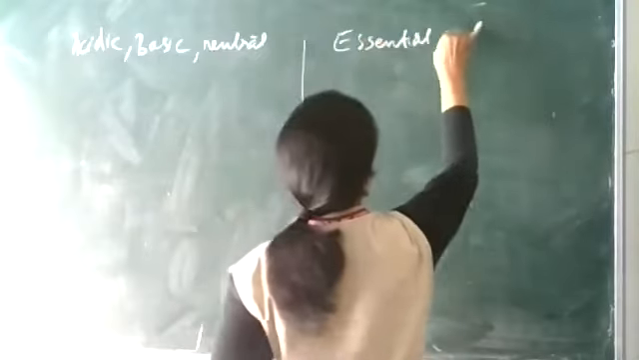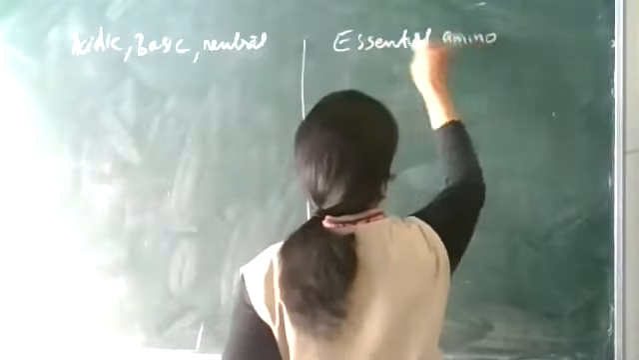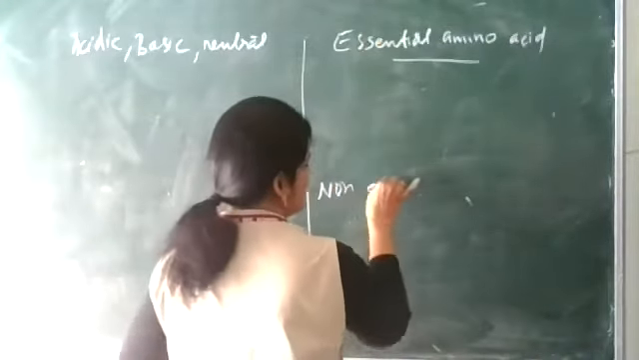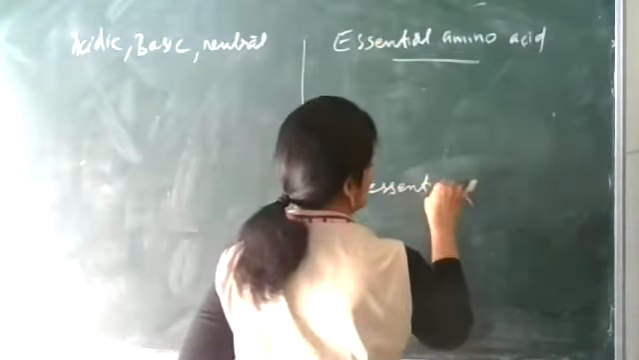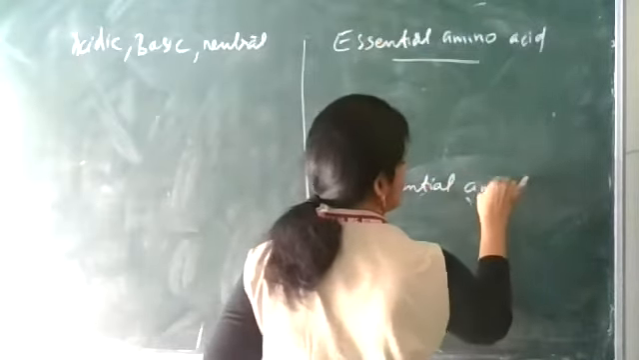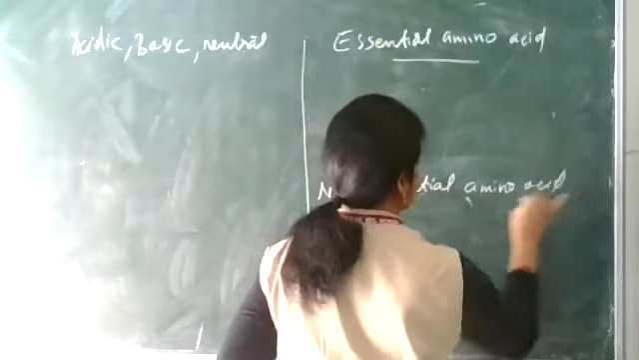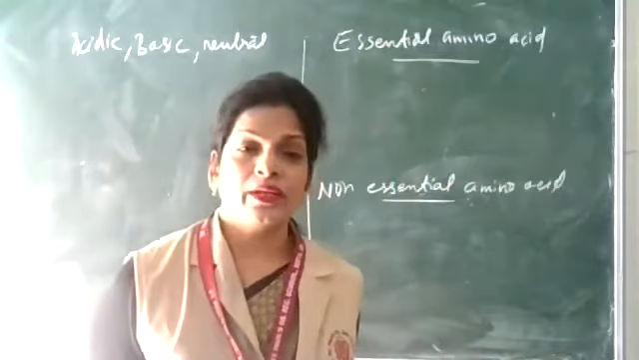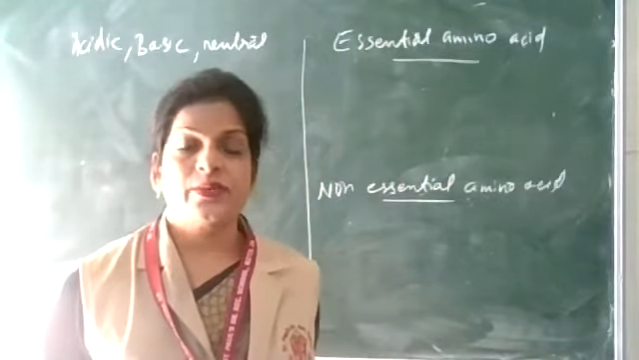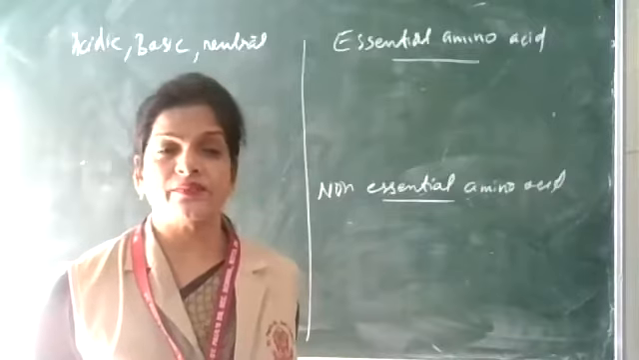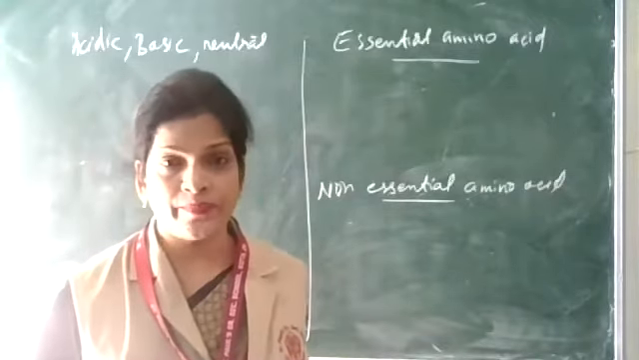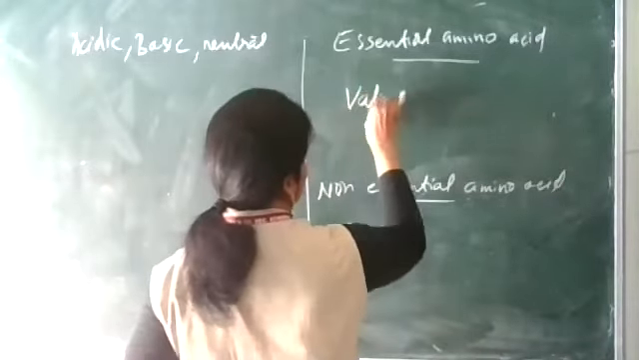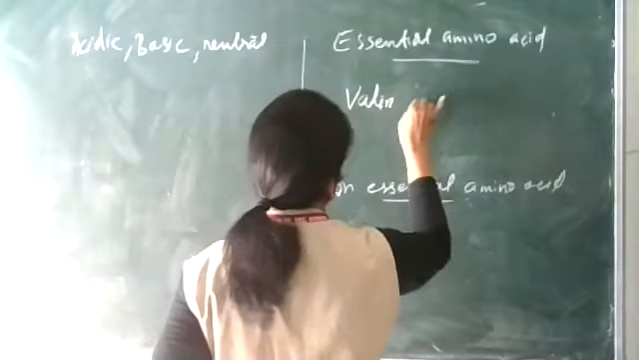Essential amino acids are very much essential for our body. The body cannot synthesize such amino acids. So essential amino acids are those amino acids which are not synthesized by our body. Essential examples are valine, leucine.